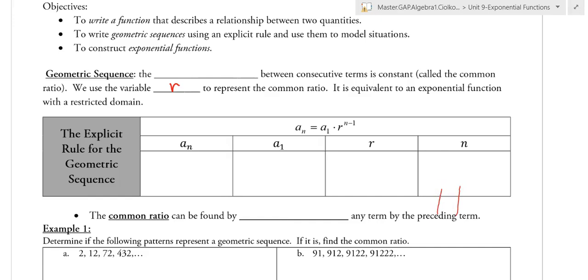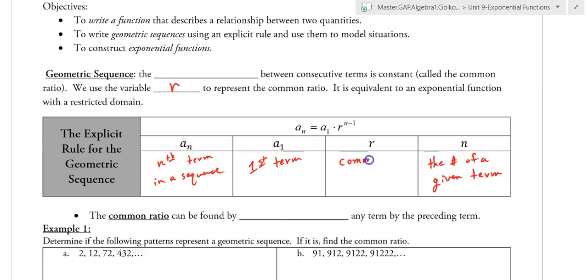So A sub n is still going to be the same thing, the nth term in a sequence. A1 is still that first term, so nothing's changed so far. N is still the number of a term. So the only thing that's different here is r. D was the common difference. This is what's known as the common ratio for r.